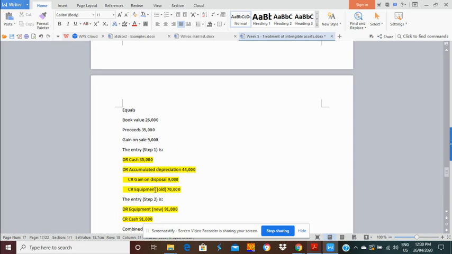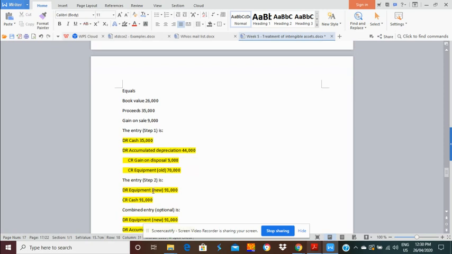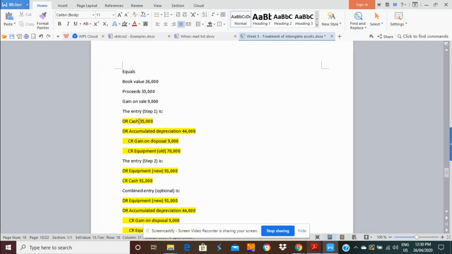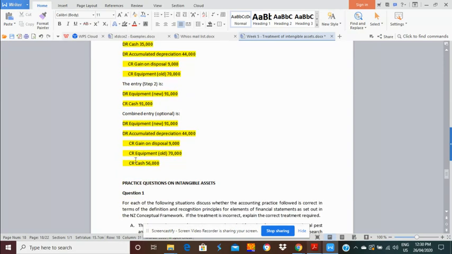Again, here you can have two steps. First of all, debit accumulated depreciation 44,000 against credit equipment 44,000, and then debit cash 35,000, credit gain on disposal 9,000, and credit equipment, the book value, 26,000. The second step is as before. It is not affected by the fair value of the old asset because now we talk about new asset, and you can combine step 1 and step 2 as usual.